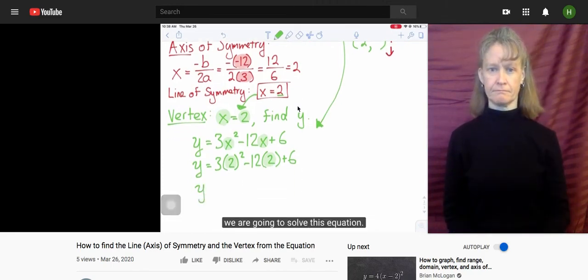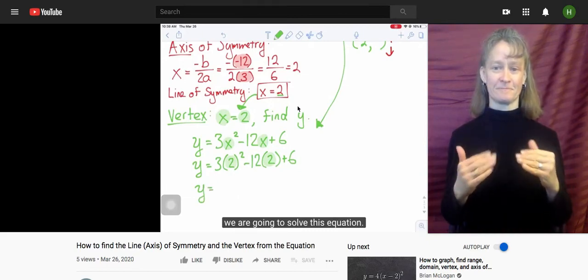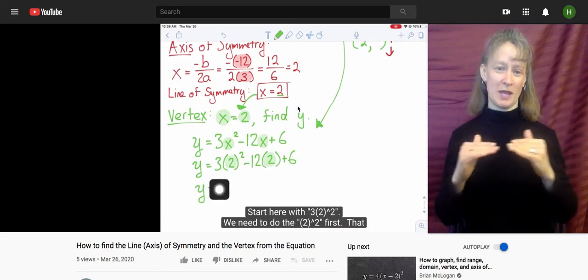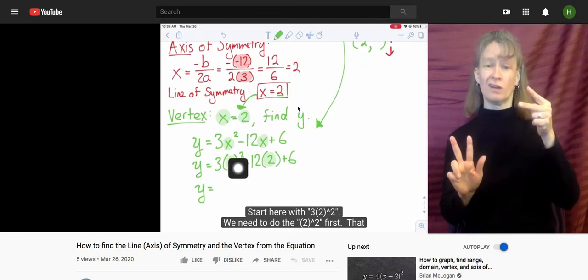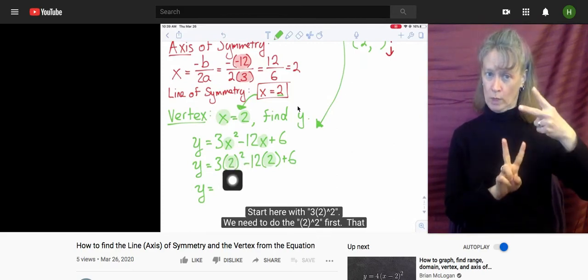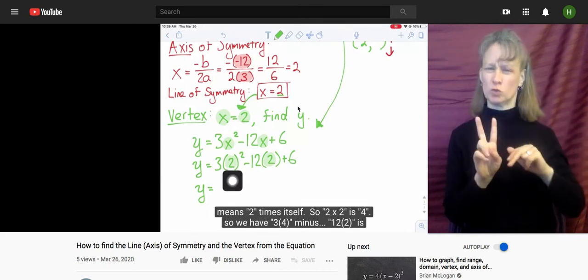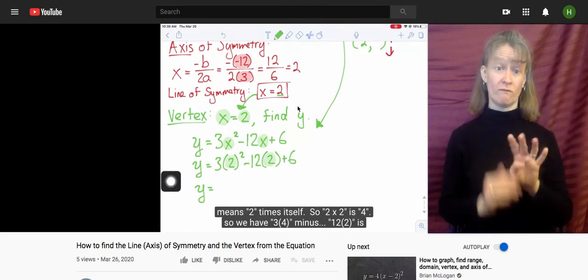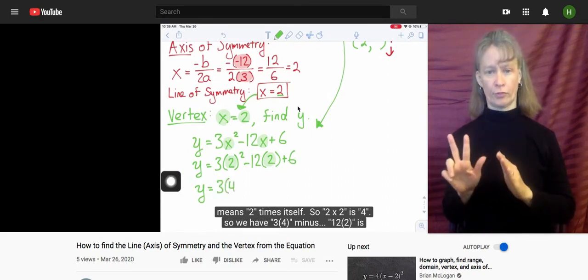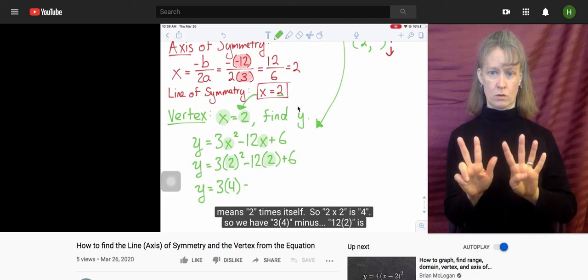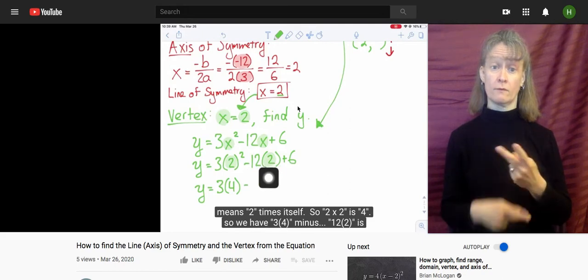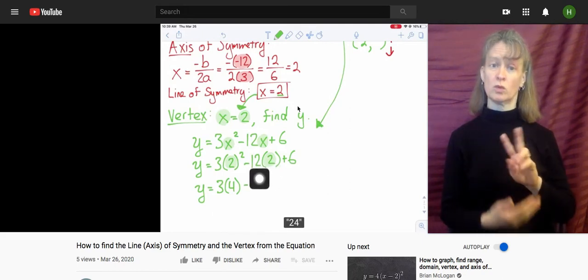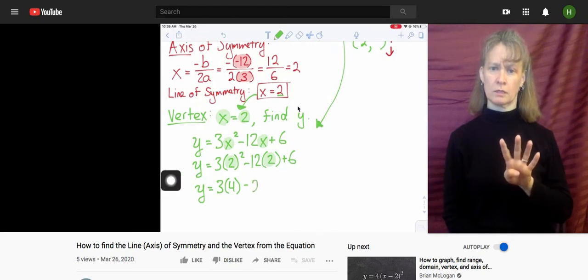Next, we are going to solve this equation. Start here with 3 times 2 squared. We need to do the 2 squared first. That means 2 times itself, so 2 times 2 is 4. So we have 3 times 4 minus 12 times 2 is 24. Plus 6.